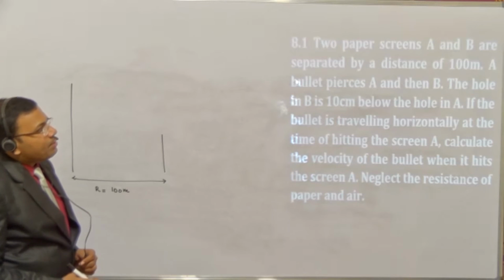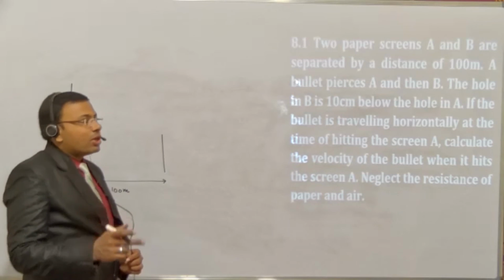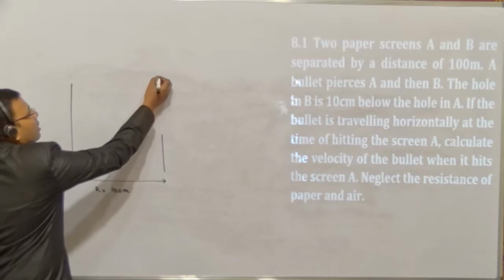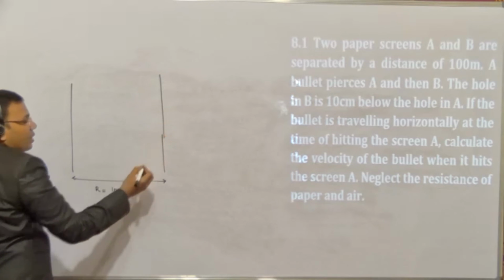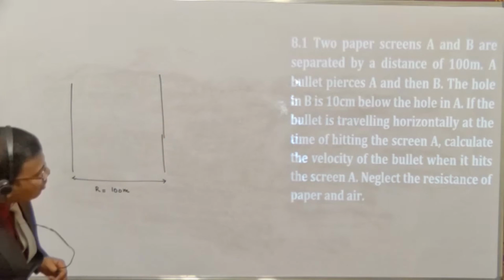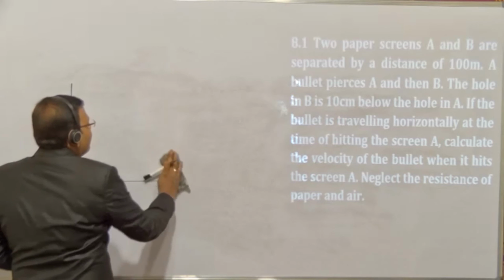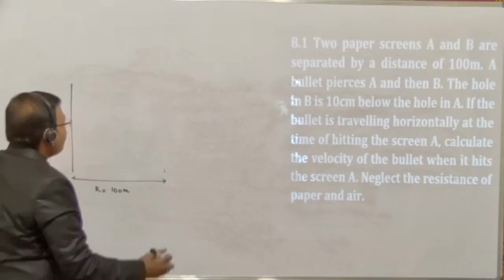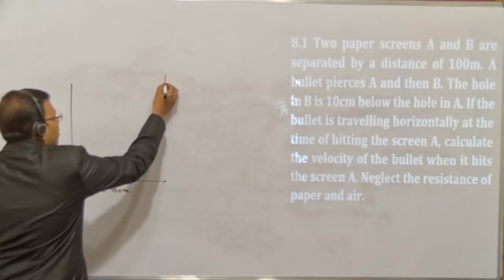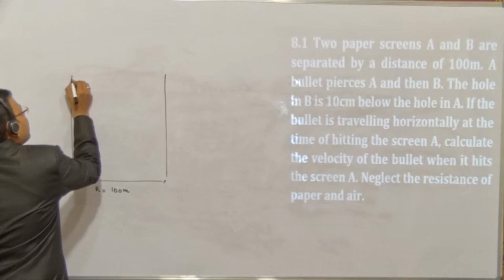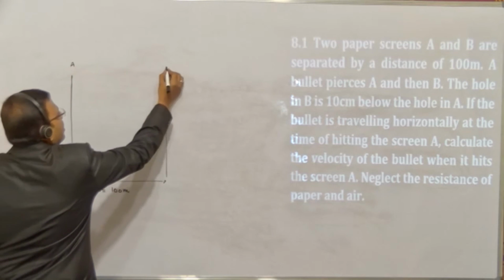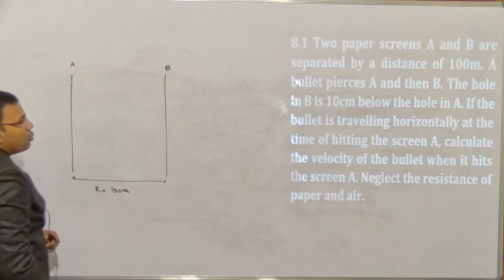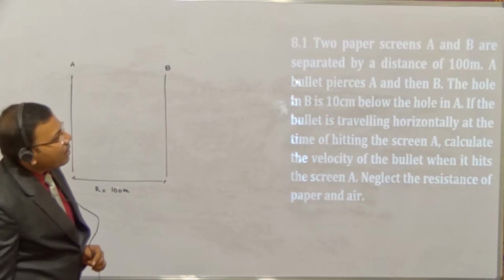Next, a bullet pierces A then B. तो यहाँ पे देखिए बेटा, यहाँ पे मैं पूरा ड्रॉ करूंगा, आप बोलेंगे एक छोटा एक बड़ा क्यों, I'll draw them equal, दोनों को मैं इक्वली ड्रॉ करता हूँ. Two paper screens, this is the first one, this is the second one, A and B, और दोनों के बीच में दूरी कितनी है बेटा, 100.